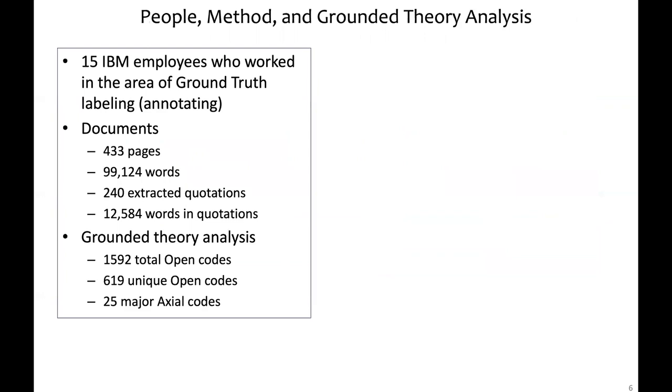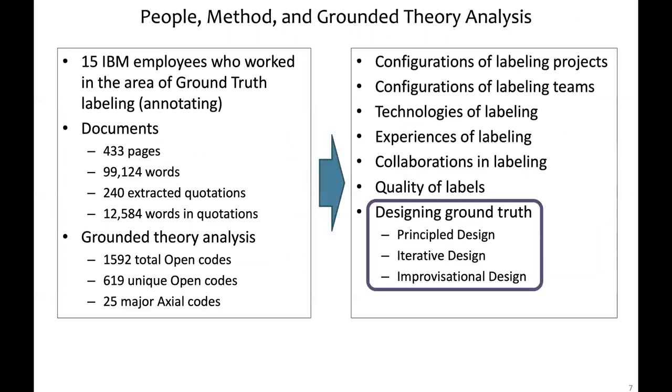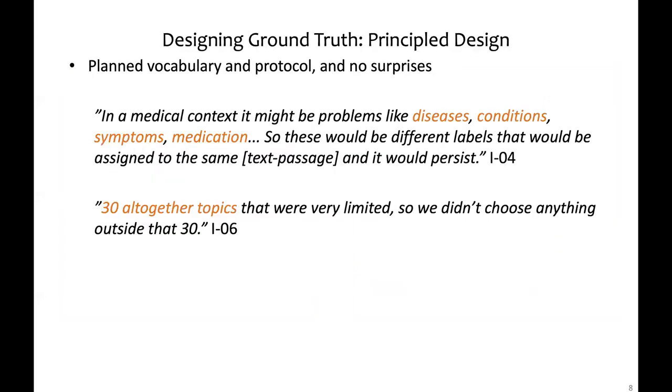We interviewed 15 people in IBM who worked in the area of ground truth labeling, and we applied grounded theory methods to make sense of what they told us. In the full paper, we report on 7 emergent concepts that we found through our grounded analysis. For this brief presentation, we focus on the last of the 7 concepts, which is how people designed ground truth labels. We identified 3 major patterns in the design of ground truth.